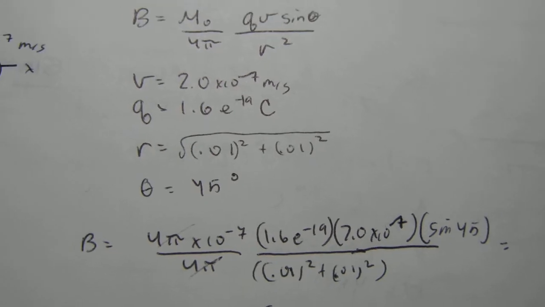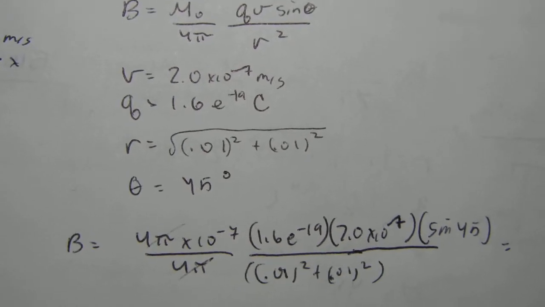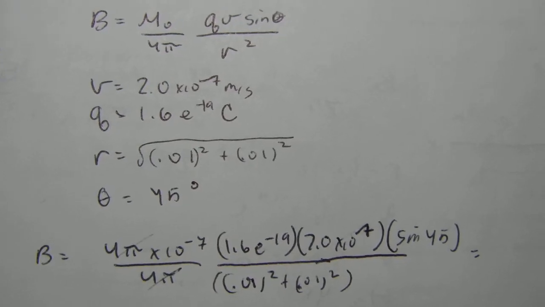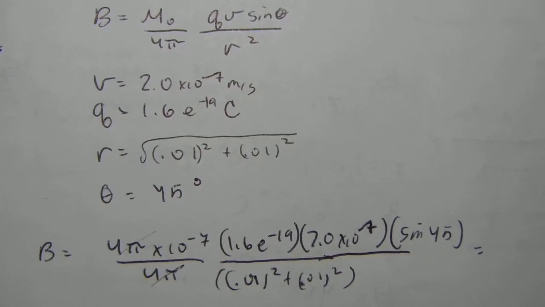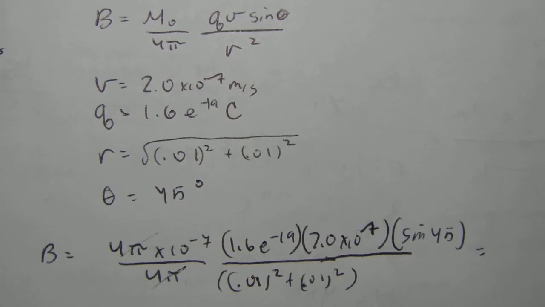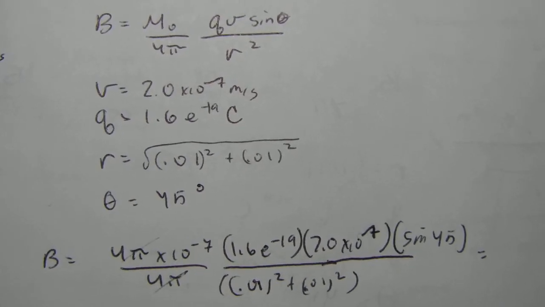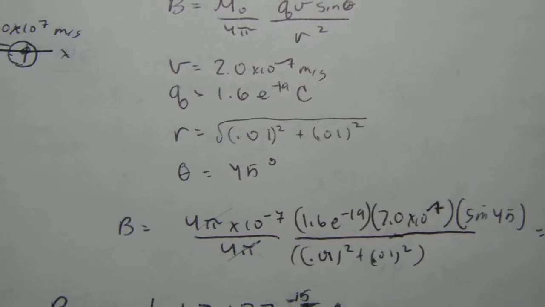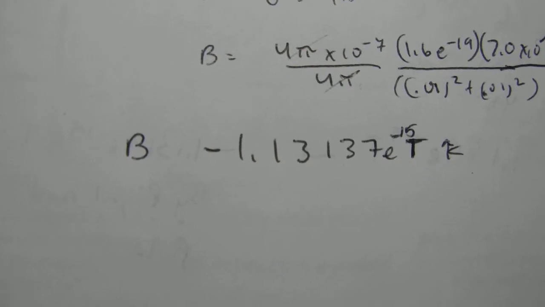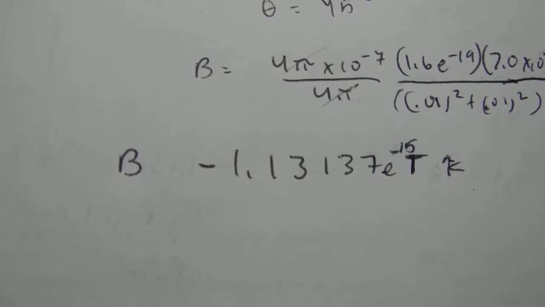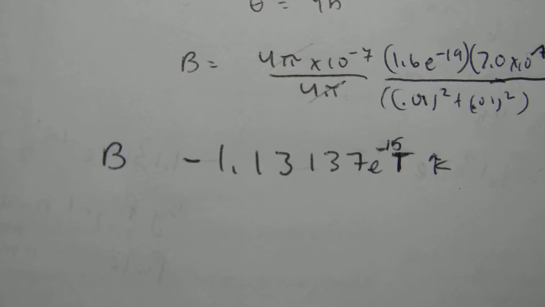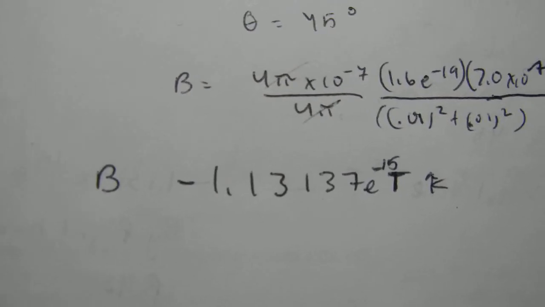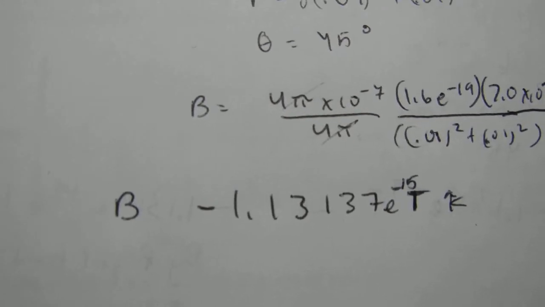Your 4 pi's cancel, leaving 10 to the negative 7th. And then the r, the square root in the r actually goes away because the Biot-Savart law has the r squared at the bottom, so that just goes away. And we just plug in our numbers and we get this. B equals negative 1.13137 e to the negative 15th Tesla in the k hat direction. Well, that's not just a typo.